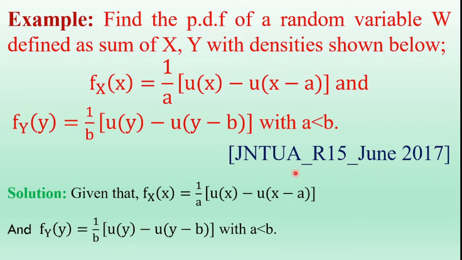So, u of x, according to the definition of the unit step function, is equal to 1 for x greater than or equal to 0, and u of x minus a is 1 for x greater than or equal to a. So, u of x minus u of x minus a is the rectangular function between 0 to a, and its constant value is 1 by a. Similarly here, u of y minus u of y minus b is a rectangular function for y equal to 0 to b, and its magnitude is 1 by b.